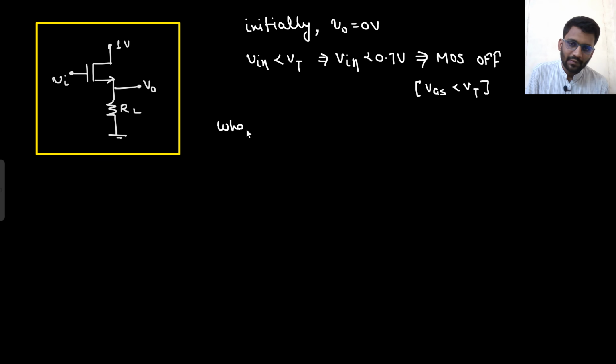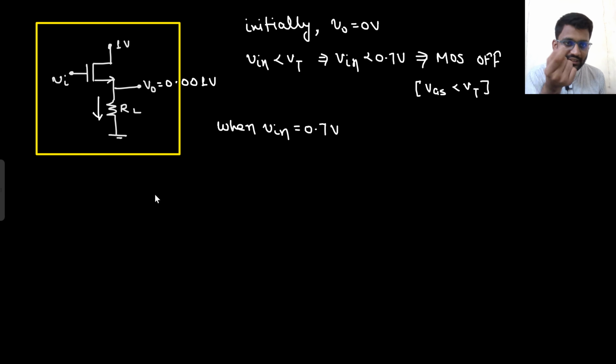When V in is equal to 0.7 volt, what will happen? Let's assume I consider the transistor to be on. So at 0.7 volt, there will be some current here. If there is some current, there will be some voltage drop. It can be some 0.001 voltage drop.